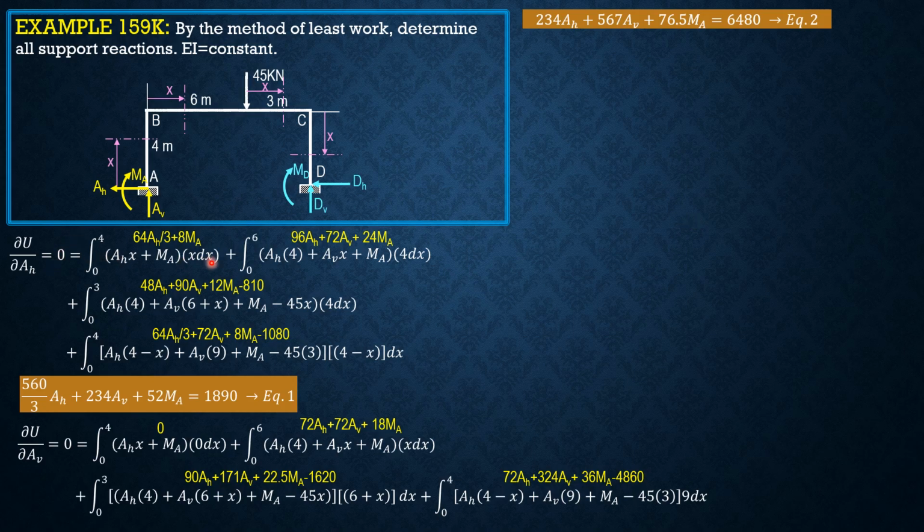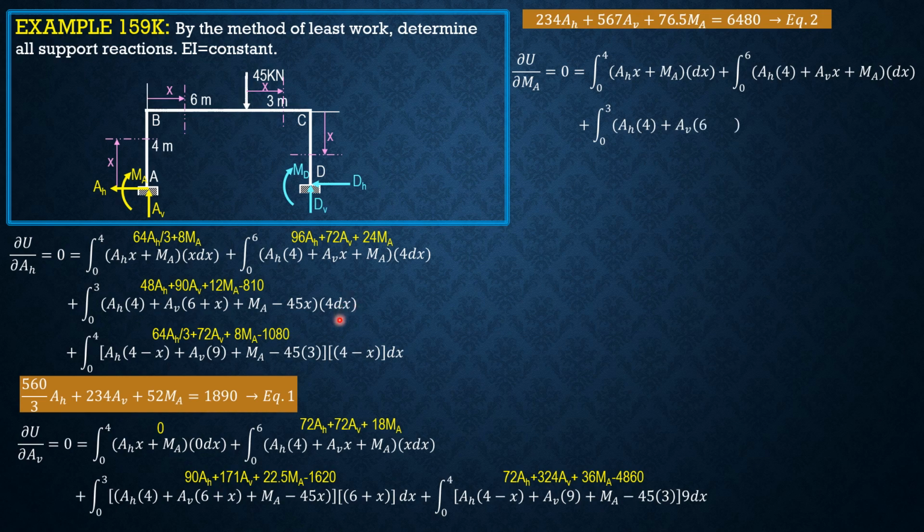Then finally, we copy the moment equation, then replace the derivative with respect to MA this time. So partial of U with respect to MA equals 0 equals integral 0 to 4. So you copy this, then replace x dx by just dx or 1 dx. So plus integral of, copy, this is replaced by dx only. So times dx. Then plus this one, copy. Then replace this by just dx, the partial derivative of the moment equation with respect to MA. Then for the last integral, integral 0 to 4, we copy, then replace this by just dx.